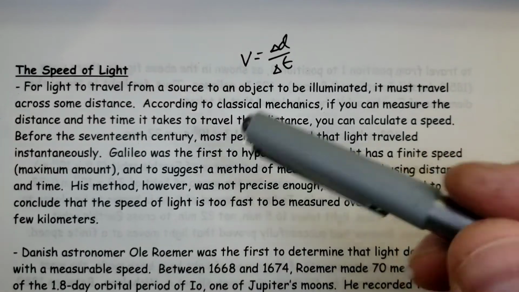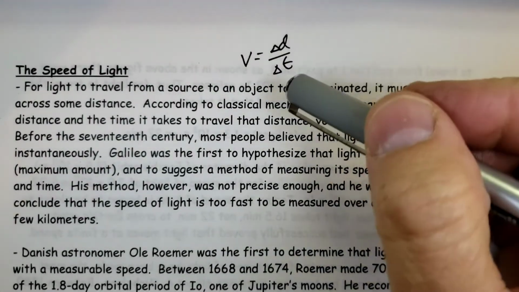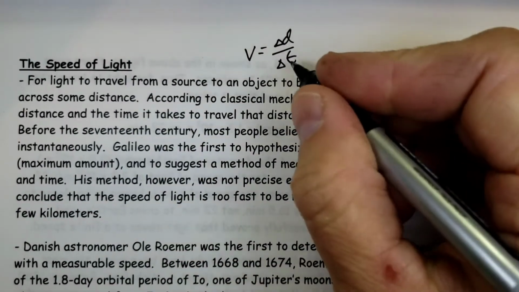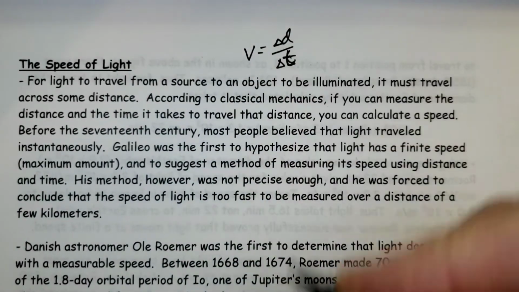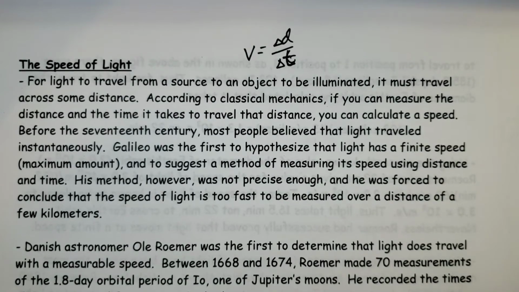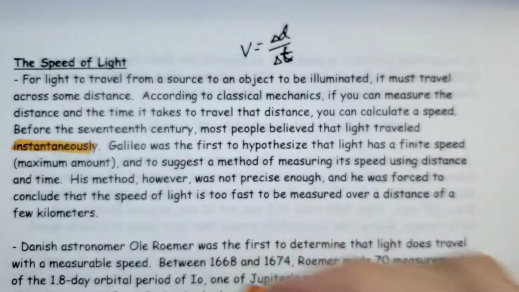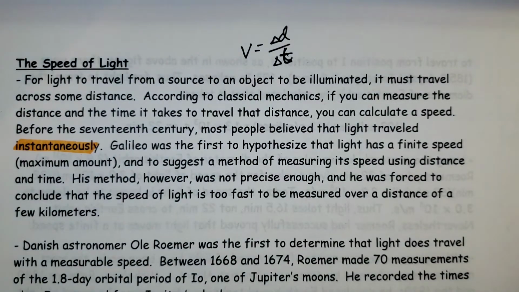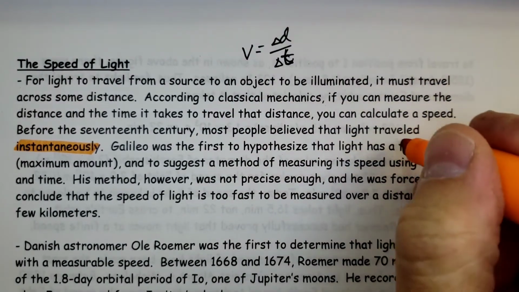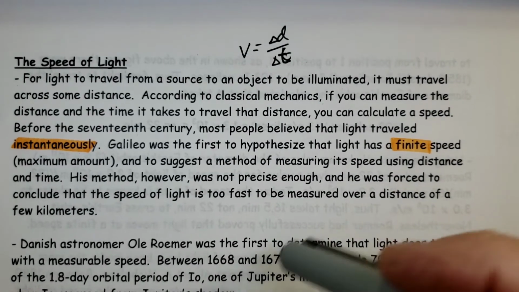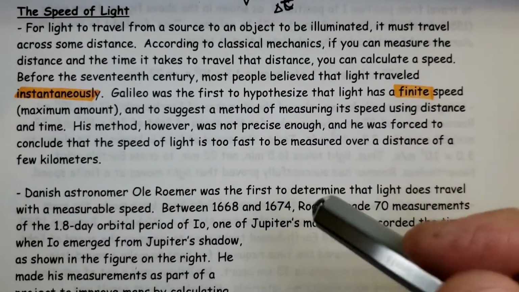Until the 17th century, most people believed that light traveled instantly because it is so fast. Think about turning on a light switch and trying to measure how long it takes light to come on. Well, it seems like it's almost instantaneous, so that's what it was thought to be for a long time. Galileo was the first to hypothesize that light must have a finite speed, so it must have a speed limit, and to suggest a method of measuring its speed using distance and time.